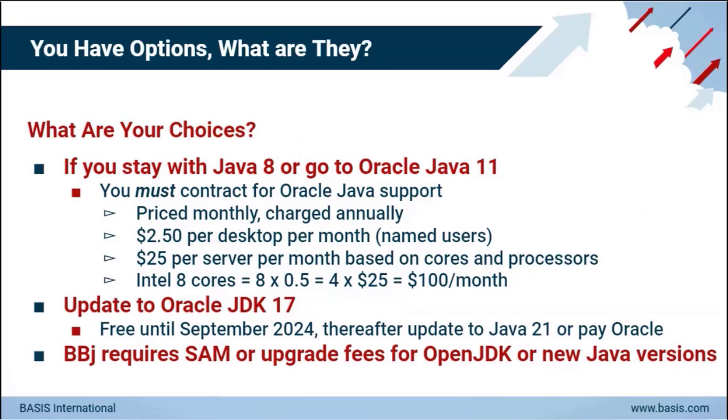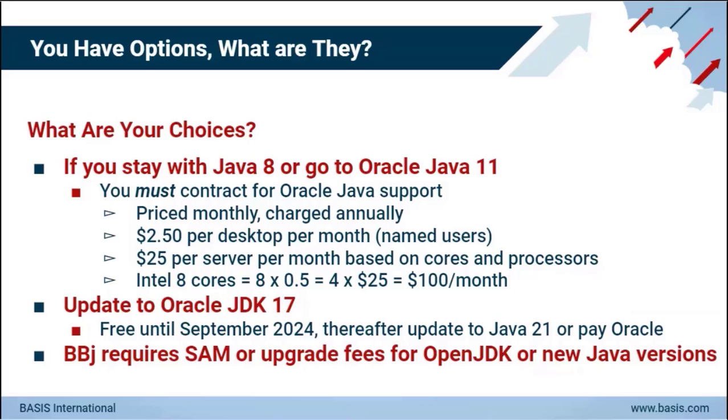Though Oracle is driving these changes, you do have options. If you stay or have stayed with Java 8 or go to Oracle Java 11, the old rules apply. Those rules are you must have a contract with Oracle or you are running without any of their security patches. That is high risk. If you elect to update to Oracle JDK 17, it is free until September 2024. And thereafter, you need to take the update to Java 21 or pay the Oracle subscription. What Basis is providing is access to OpenJDK or new Java versions with your SAM or with upgrade fees.